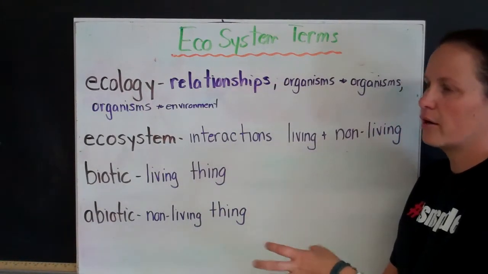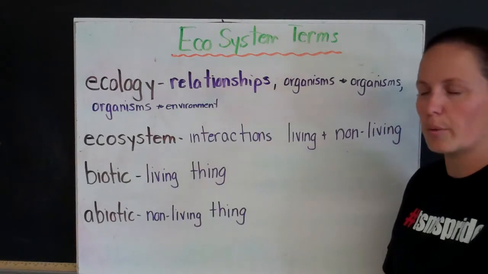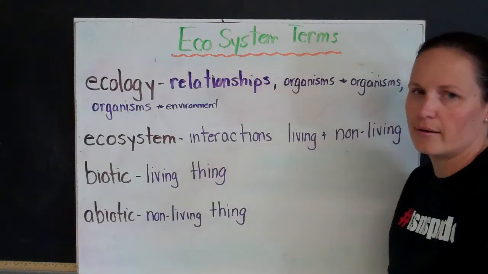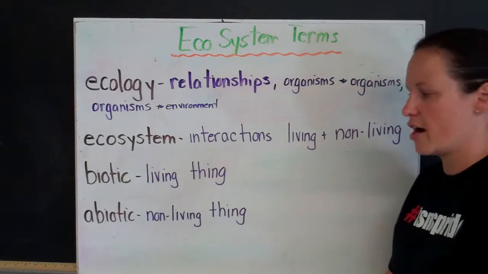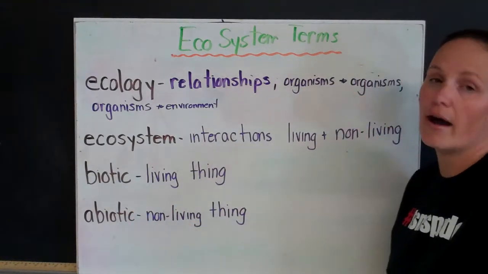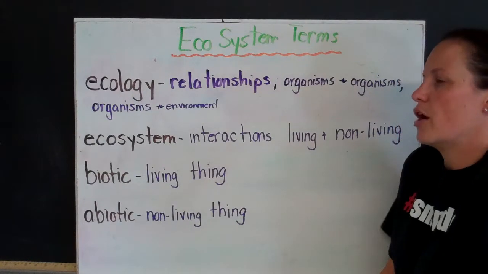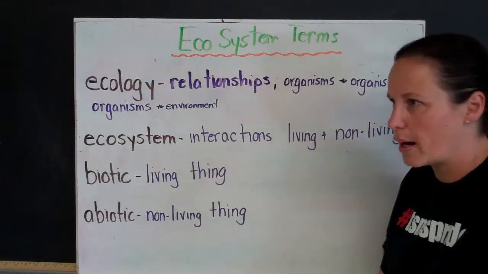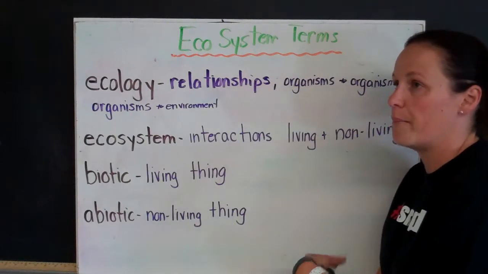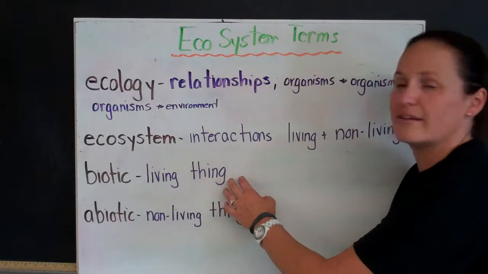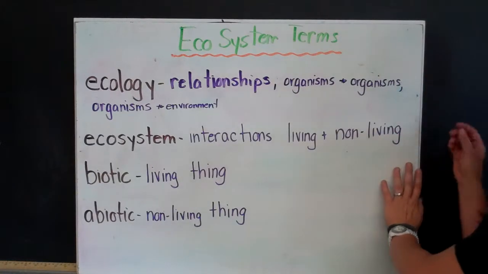When we're talking about and studying a specific environment, we'll refer to biotic and abiotic elements. So biotic are the living things within that environment, and abiotic are the non-living things within that environment. So a non-living thing could be sun, rain, rocks, water, snow. Those are elements that make up an environment, but they are not living, so they're considered abiotic.